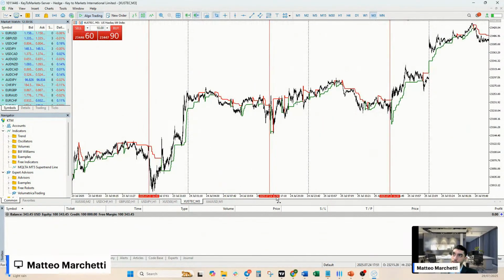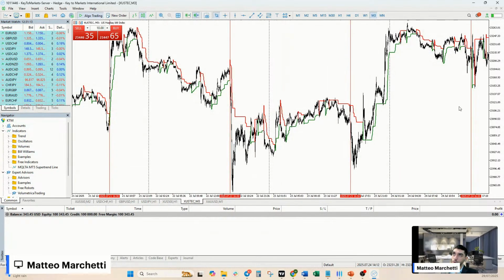For example, you can see it is 4:30 p.m. because our platform is working in GMT +2. So this is the US opening bell. I place it here just to highlight when we have to use the indicator and when we do not have to use it anymore.